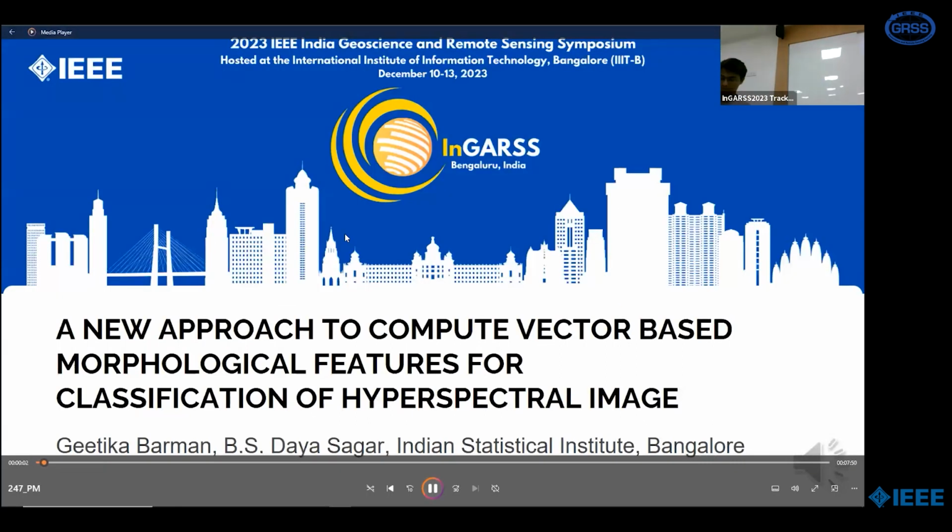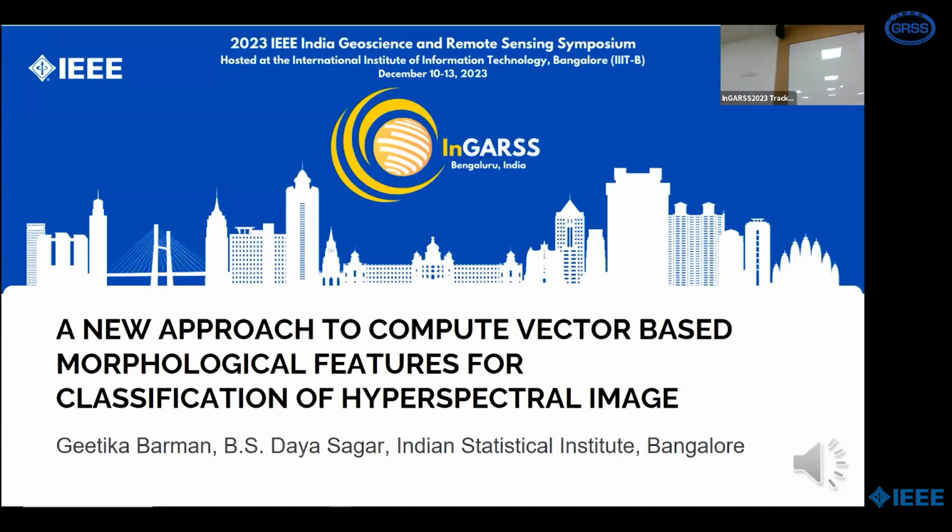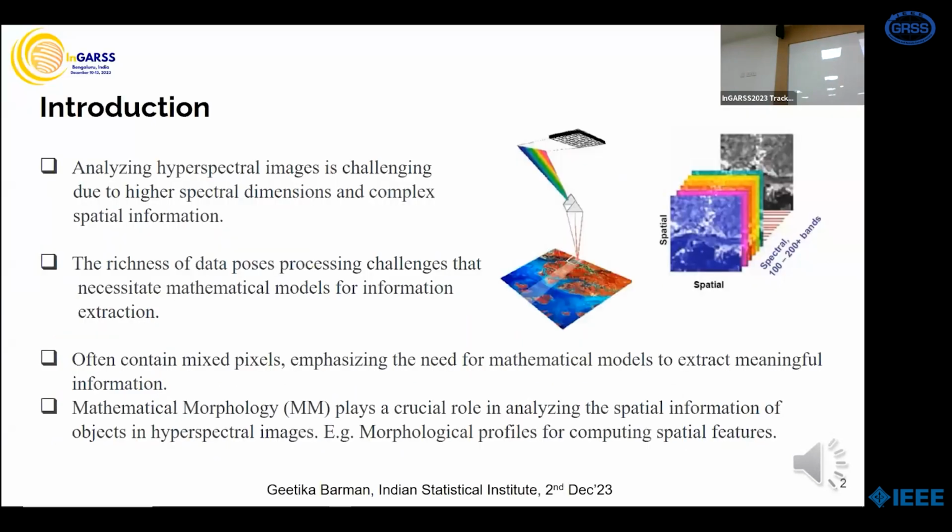I'm Deepak from Indian Statistical Institute. Today I'll be presenting a new approach to compute vector-based morphological features for classification of hyperspectral image. A hyperspectral image consists of hundreds of spectral bands. It can capture fine spectral details of different objects. Often, due to the presence of mixed pixels, complex spatial information, and higher dimensionality, hyperspectral images need mathematical models to extract meaningful information. And here, mathematical morphology plays a crucial role in analyzing the spatial information of objects in these images.